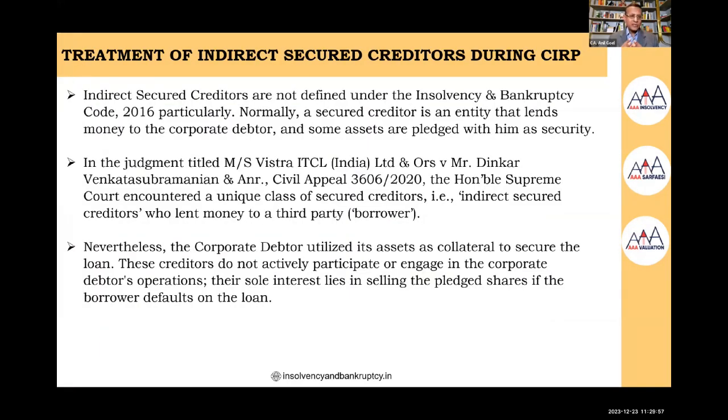Now the Supreme Court addressed the treatment of indirect secured creditors during CIRP. Indirect secured creditors are not particularly defined under the IBC. Normally, a secured creditor is an entity that lends money to the corporate debtor and has some assets pledged with it as security. That is the normal definition of a secured creditor. The new concept of the indirect secured creditor has come into this particular judgment only.